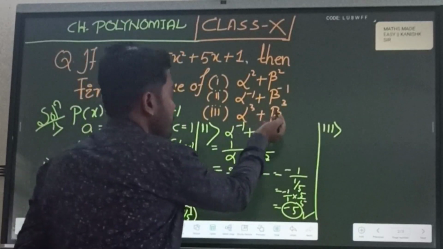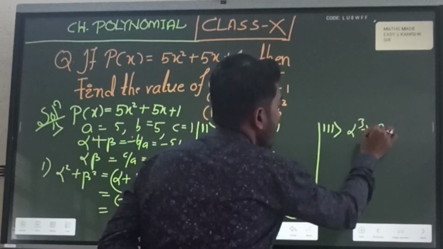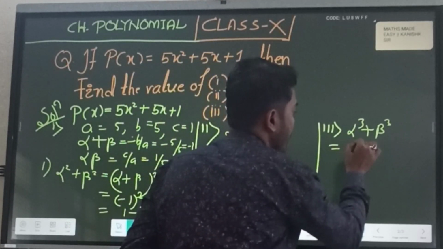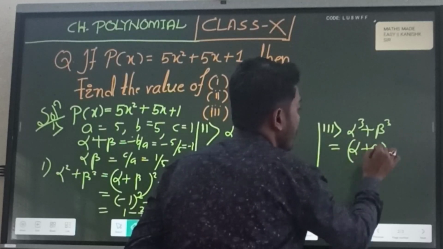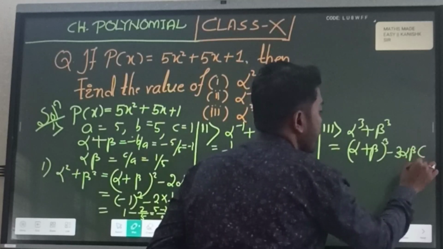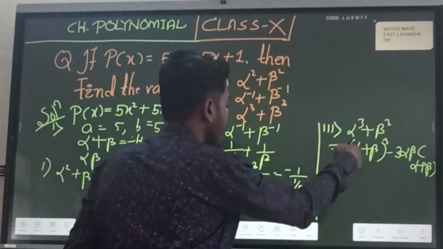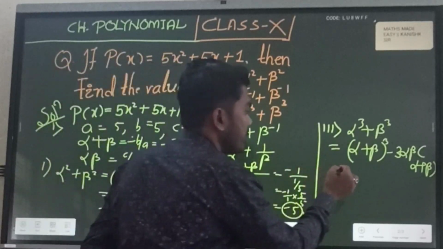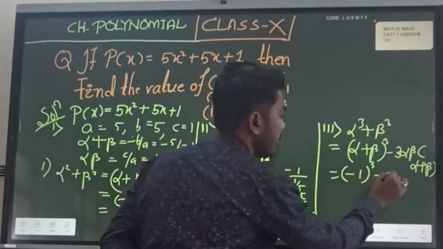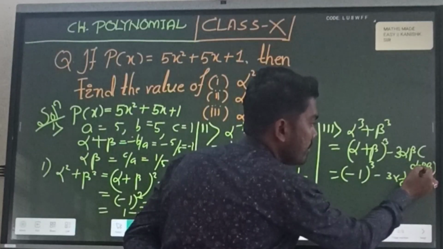Then third bit, alpha cube plus beta cube, students. So alpha cube plus beta cube, students, how will you find it? Here also, you know, there is a formula, that is an identity, that is alpha plus beta whole cube minus 3 alpha beta into alpha plus beta. So alpha plus beta whole cube, students, how can you find out? By putting the value of alpha plus beta. Alpha plus beta is minus 1 whole cube minus 3 into alpha beta, 1 by 5, then into alpha plus beta.